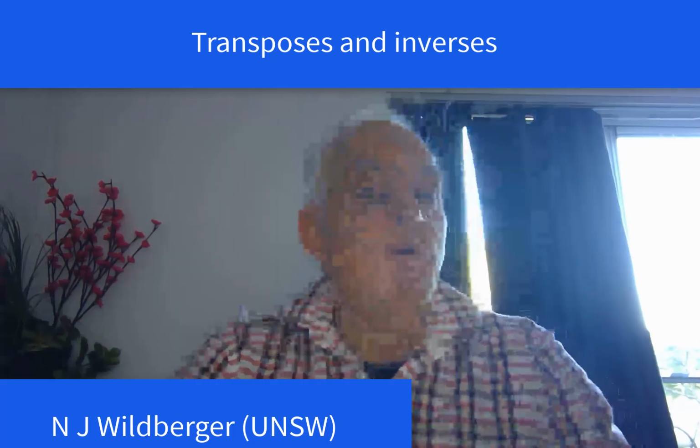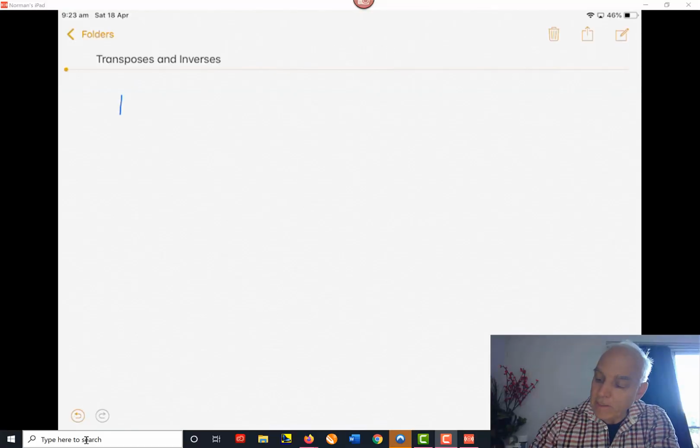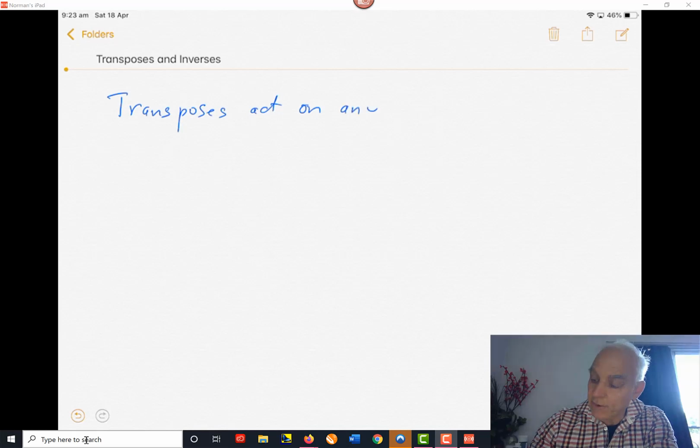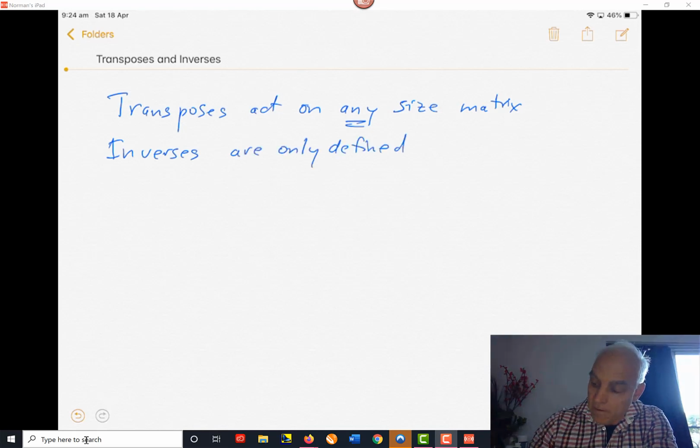Today we're going to talk about transposes and inverses. So these are important operations on matrices. So transposes act on any size matrix, while inverses are only defined for square matrices. That means matrices that are n by n matrices.